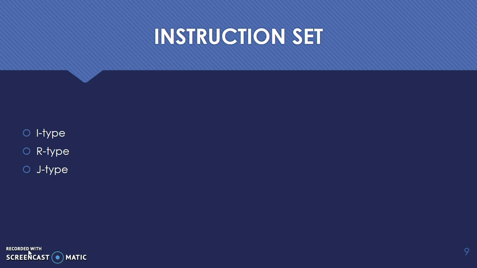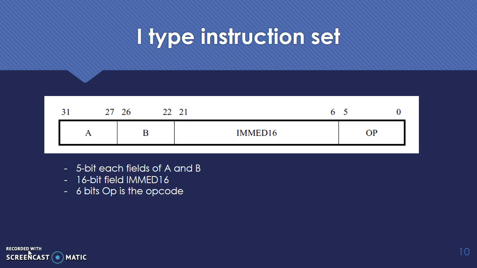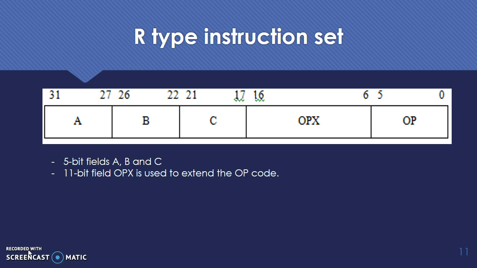In NIOS 2, there are 3 types of instruction set. First, I-type, second, R-type, third, J-type. In I-type, there are 5-bit fields for A and B that are used to specify general purpose registers. A 16-bit immediate provides immediate data which can be sign extended to provide a 32-bit operand. In R-type instruction set, there are 5-bit fields for A, B, C that are used to specify general purpose registers. An 11-bit OPX is used to extend the opcode.